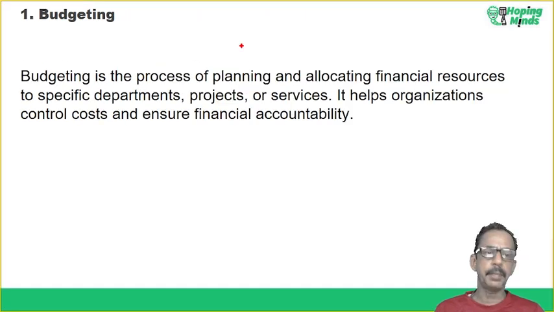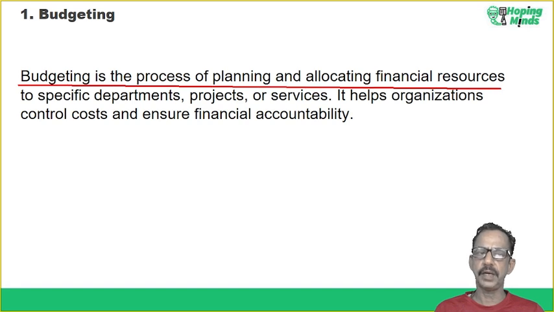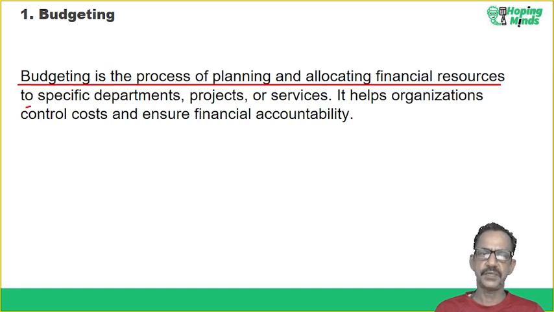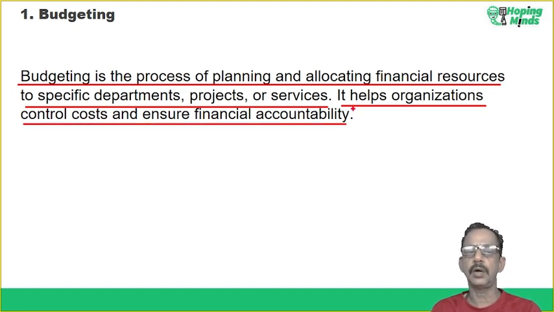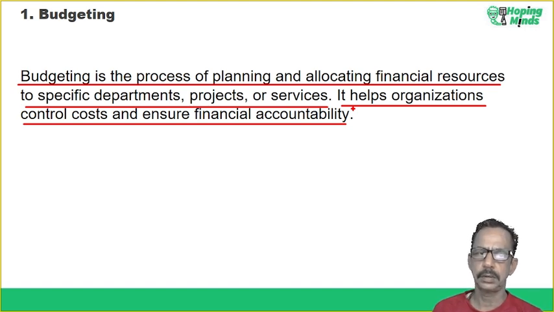Budgeting is the process of planning and allocating financial resources to a specific department, project, and services. It helps the organization to control cost and ensure financial accountability. If you remember, the prime purpose of moving to the cloud is to control the cost. Either it's OPEX or it's CAPEX, both can be controlled when we move onto the cloud.